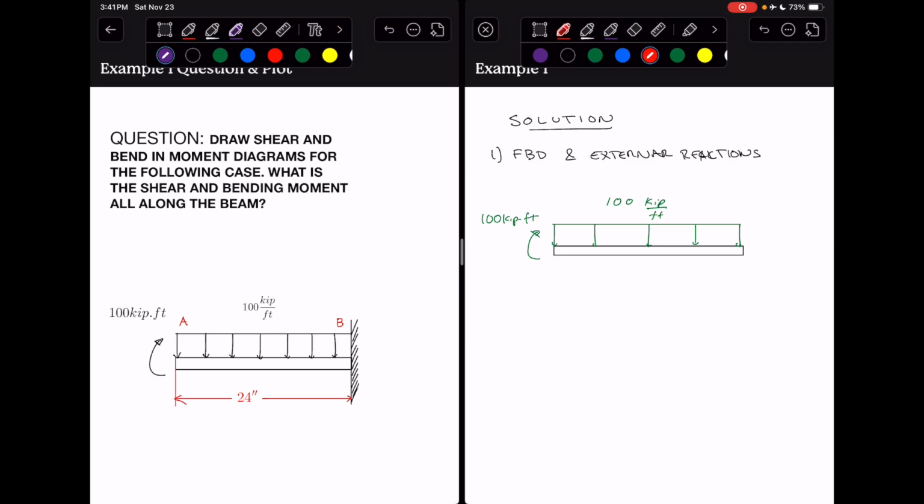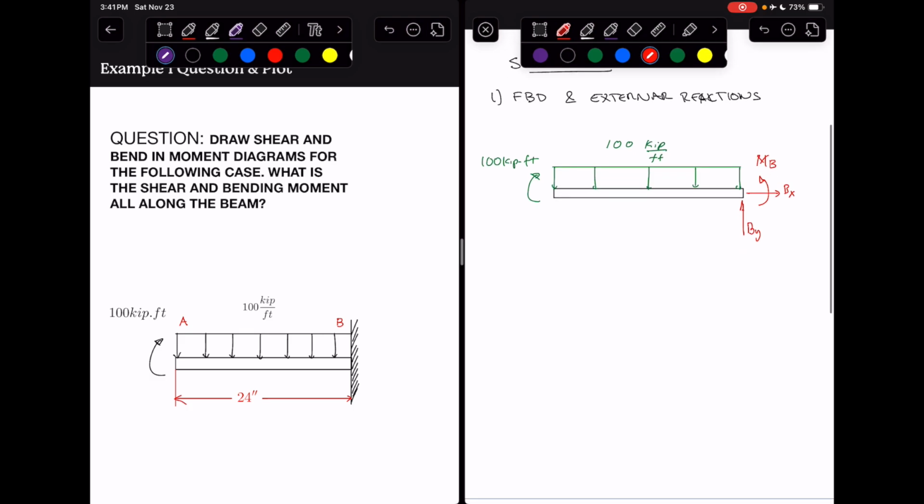And of course, we want to draw the actual reactions at the walls. So I'm going to draw them all to be positive in this case. So I'm going to have the reaction By, Bx, and our external reaction at the wall, Mb. We perform our static analysis and obtain our calculation.